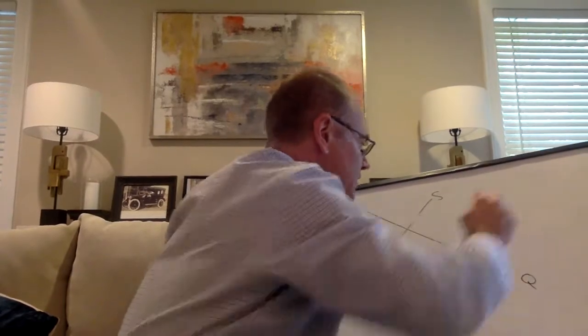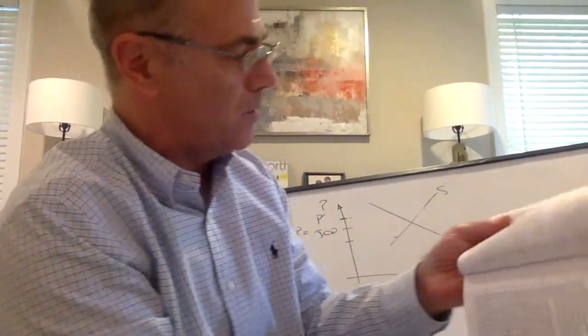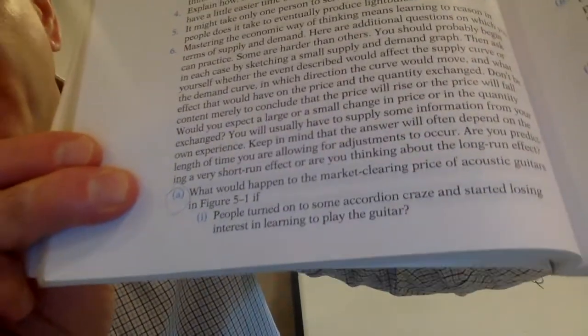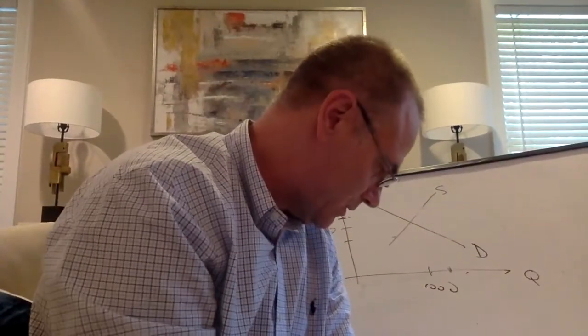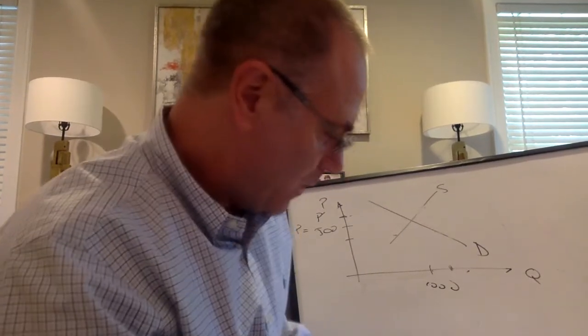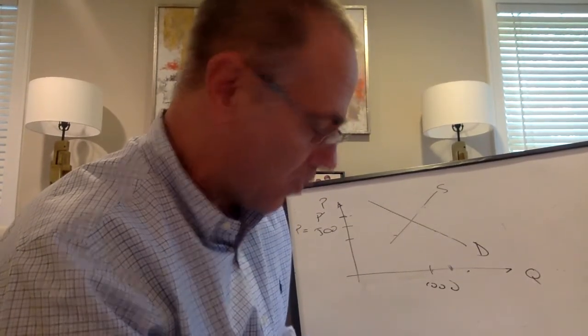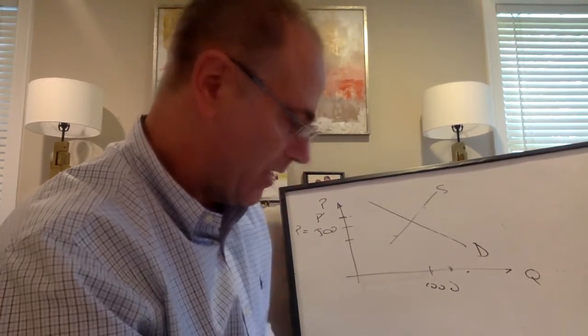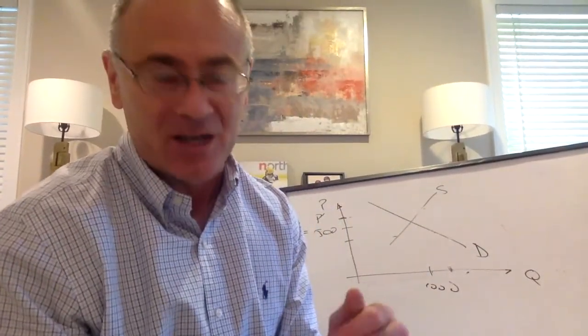Let's go back to the original supply and demand curves. I'm going to do problem 6. I think I'm going to do 6A. Suppose, what would happen to the market clearing price of acoustic guitars, 5.1, if people turned on to some accordion craze and started losing interest in learning to play the guitar? So that's some fashion that caused taste to change.